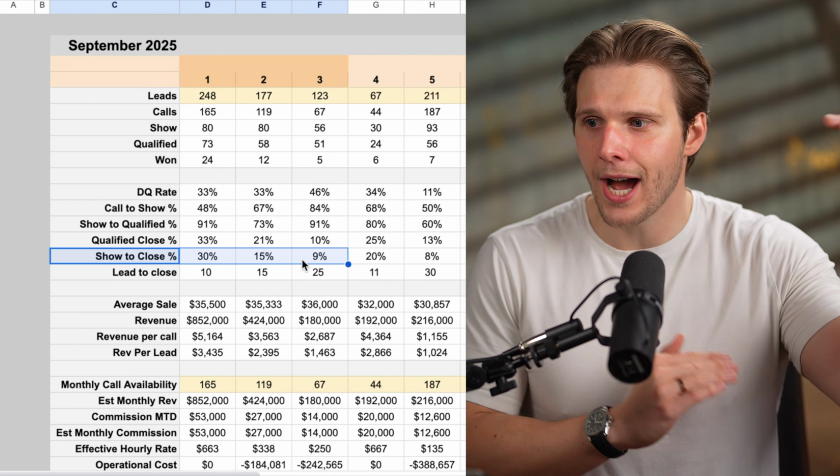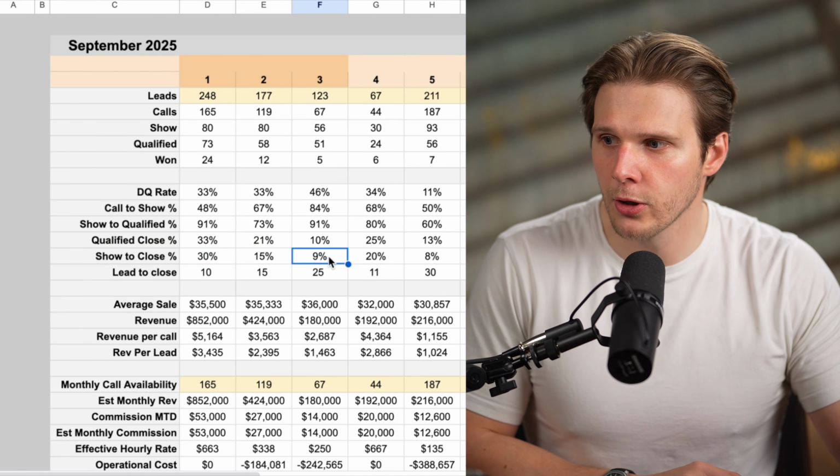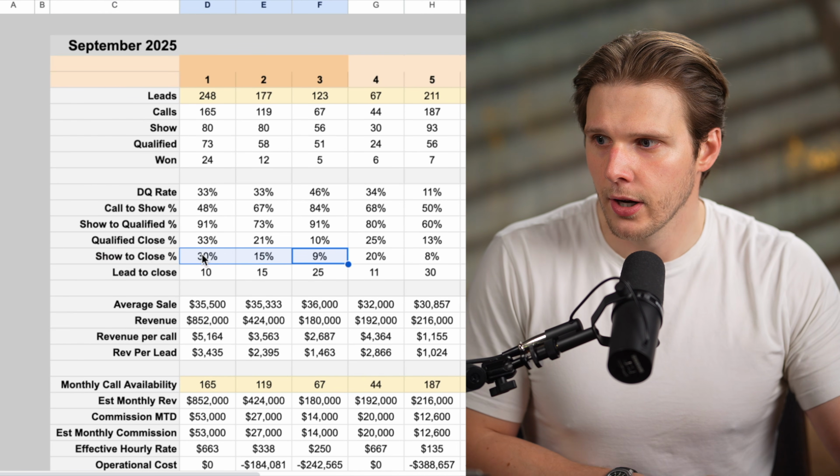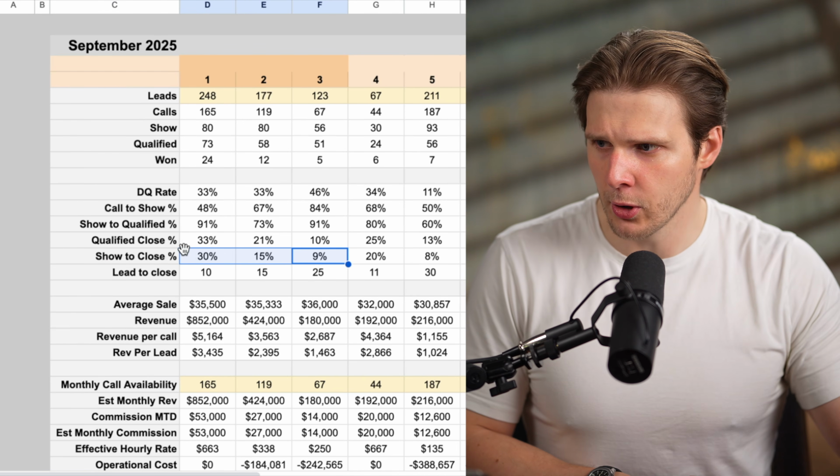And then show to close is one higher tier metric. So whether you get someone to show up on a call or not, whether they're qualified or not, what is the likelihood of you closing there? Just a little bit more detail here, but very similar to the qualified close rate.